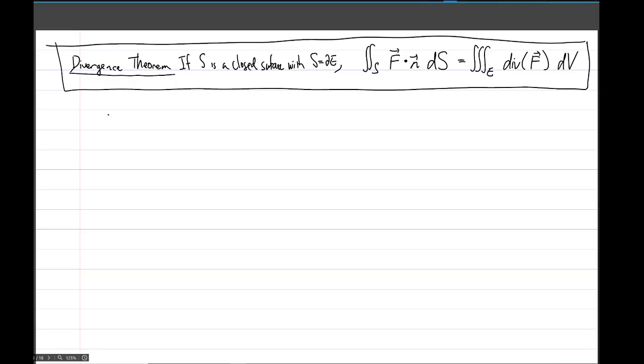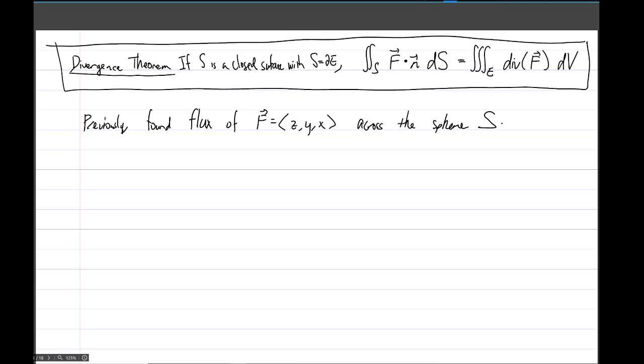Let's do another one of these. Let's go back again to the day that we had looked at flux before. So previously, I believe 3 class days ago, we found the flux of the vector field F equals ⟨z, y, x⟩ across the surface, specifically across the sphere S, and S was described this way: x squared plus y squared plus z squared equals 49.